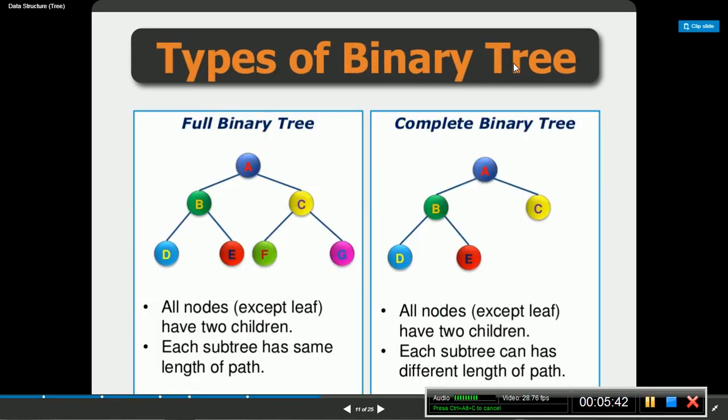And the types of binary tree: full binary tree and complete binary tree. Full binary tree: all nodes except leaf nodes have two children, and each subtree has the same length of path. Means each subtree has the same length of path, because these will be at the same level. So as the parent nodes are at the same level, the leaf nodes will also be at the same level.